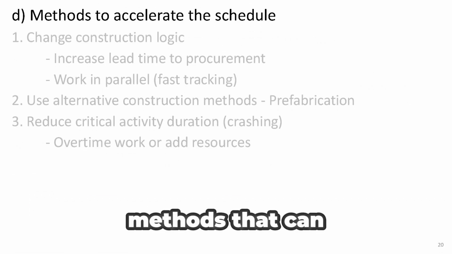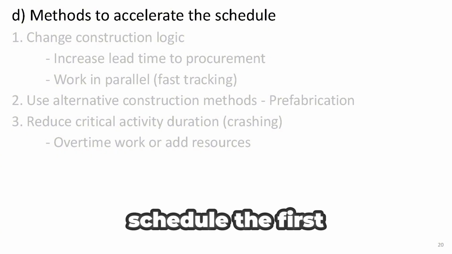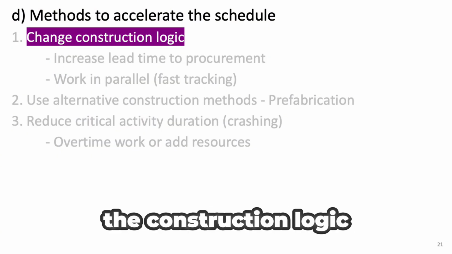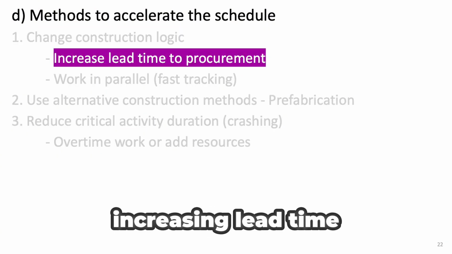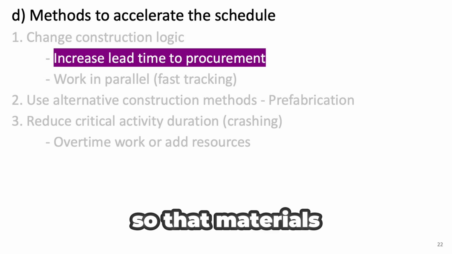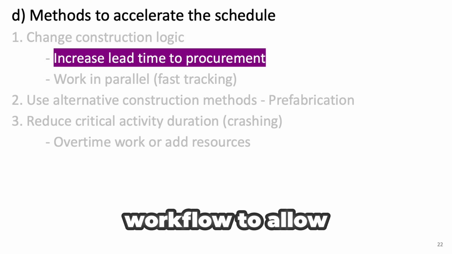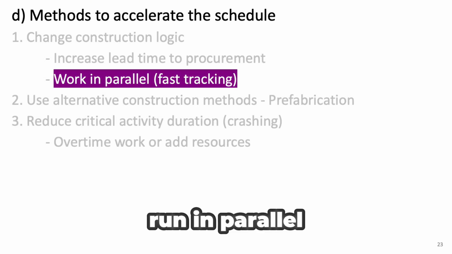There are several methods that can be used to accelerate a project schedule. The first is to change the construction logic. This might involve increasing lead time for procurement so that materials arrive earlier, or adjusting the workflow to allow certain activities to run in parallel.